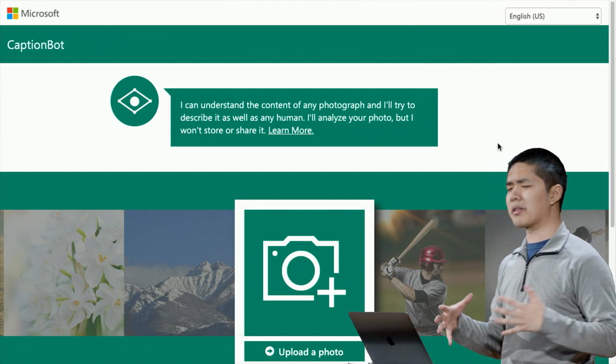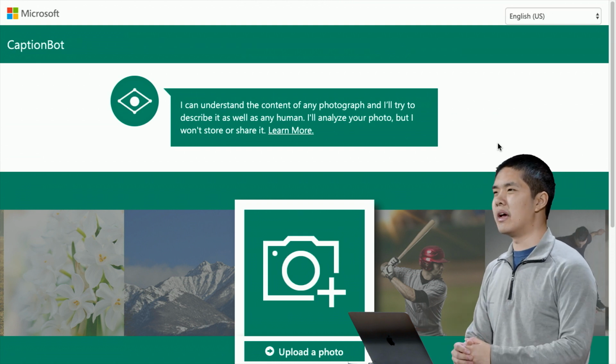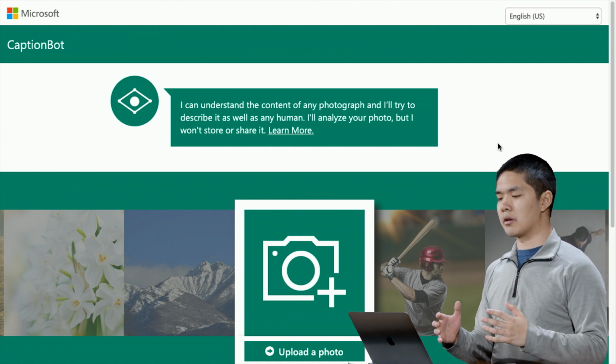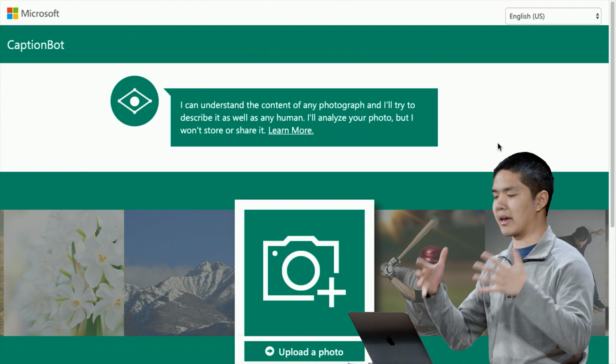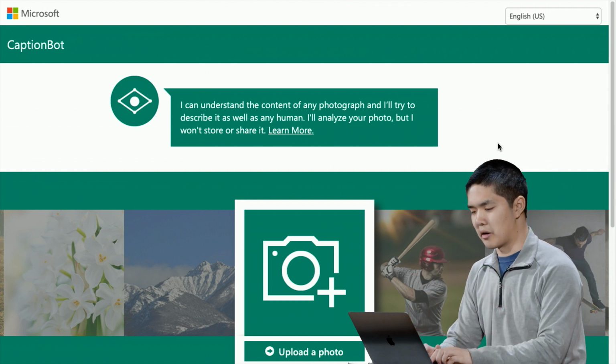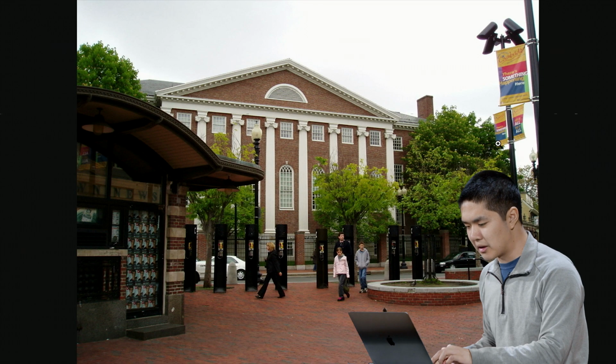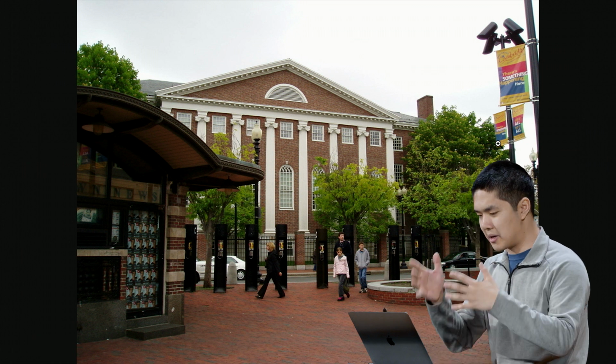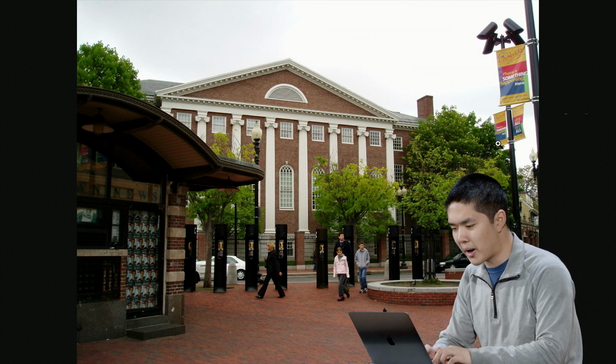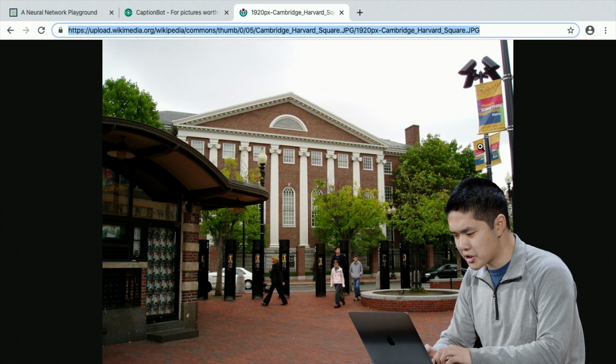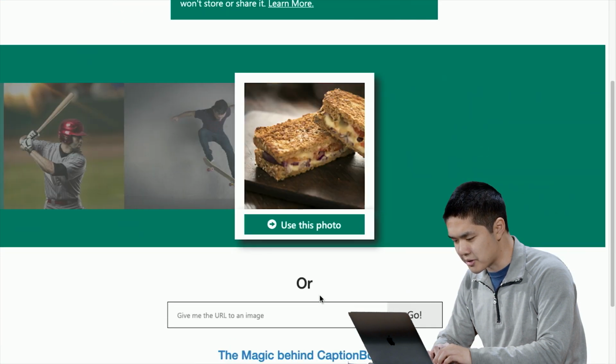And so what Microsoft's caption bot seems to be claiming to do is take an image, figure out what's in the image, and just give us a caption to describe it. So let's try it out. Here, for example, is an image of Harvard Square. It's some people walking in front of one of the buildings at Harvard Square. I'll go ahead and take the URL for that image, and I'll paste it into caption bot.